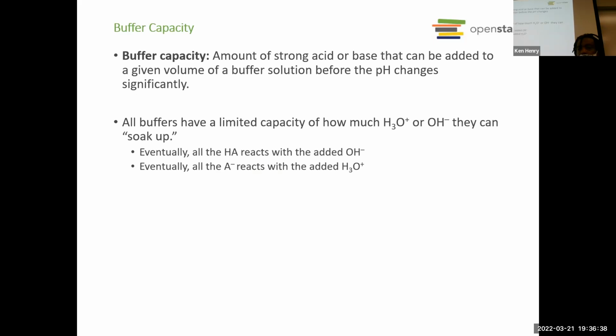So often when we talk about buffers, they are going to have a buffering capacity. So in other words, it's basically going to give you that volume that you can add before you start significantly changing the pH. Now, every buffer has a buffering capacity, so you want to pay attention to that when you're using buffers.